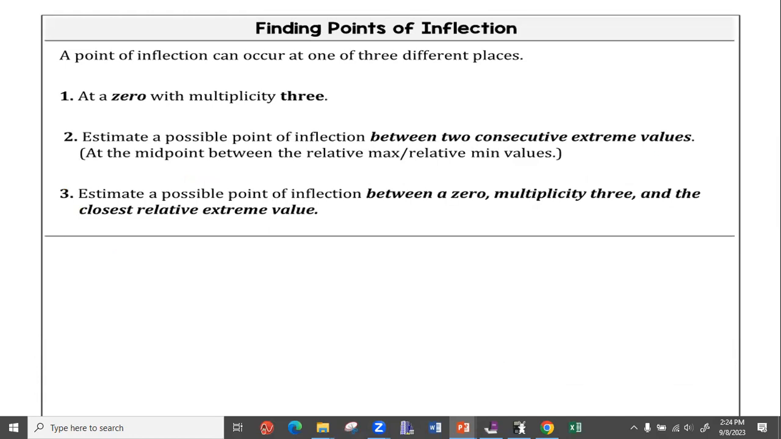Okay, so a point of inflection can occur at one of 3 different places. It can happen at a 0 with a multiplicity of 3, which we're going to talk about. A multiplicity of 3 is when, I'm the worst person at drawing this, but here I go, you curve through the point. That's a multiplicity of 3. Do you see my curve?